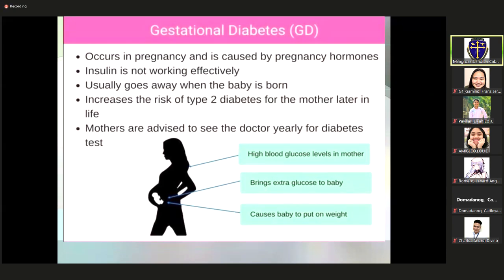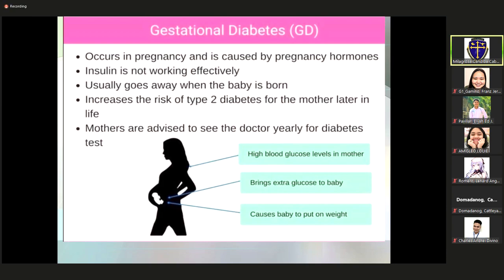Usually goes away when the baby is born. Kaya nga tinawag siya ng gestational, it only happens during pregnancy. Okay? It increases the risk of type 2 diabetes for the mother later in life. So if the mother has history talaga of diabetes, it runs in the family, so most probably, meron siyang at risk po siya in developing type 2 diabetes. Mothers are advised to see the doctor yearly for diabetes test.